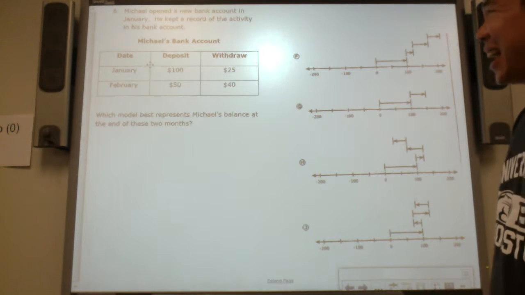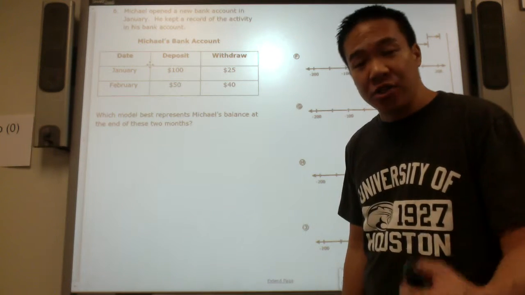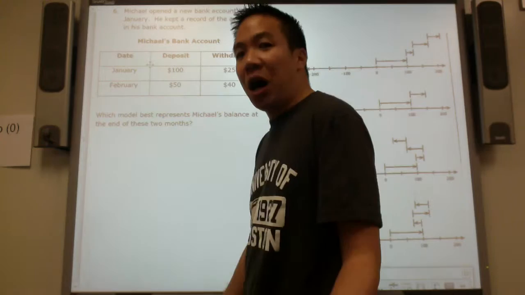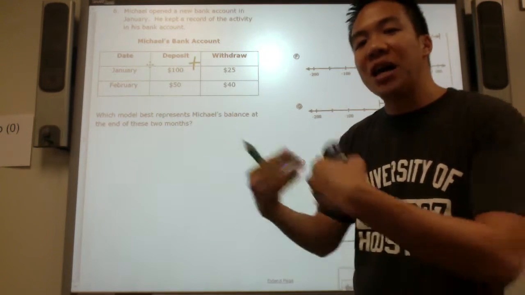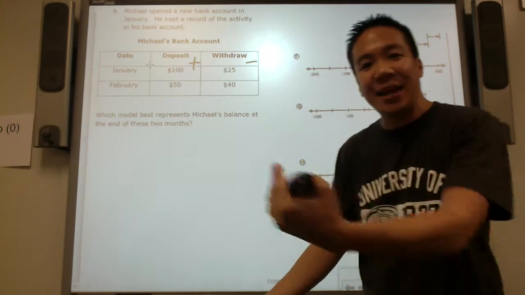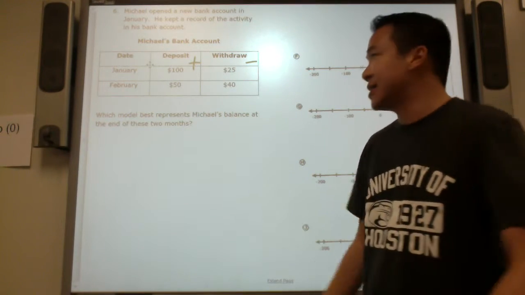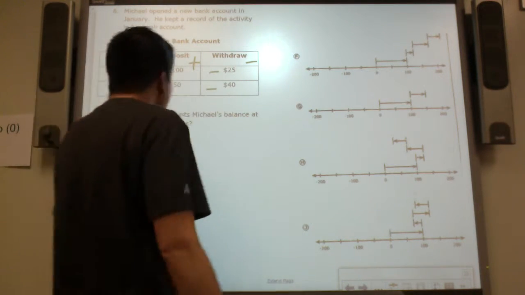Number 6. Michael opened a new bank account in January. He kept a record of the activity in his bank account. Deposit and withdrawal. We learned this on the second day of school. Deposit represents positive. You're depositing, you're putting money into your bank account. Withdrawal means you're taking money out and spending it. So let's begin.